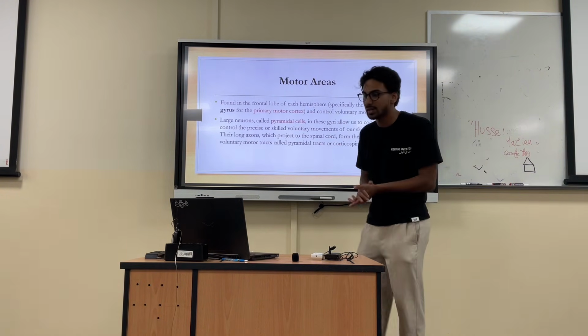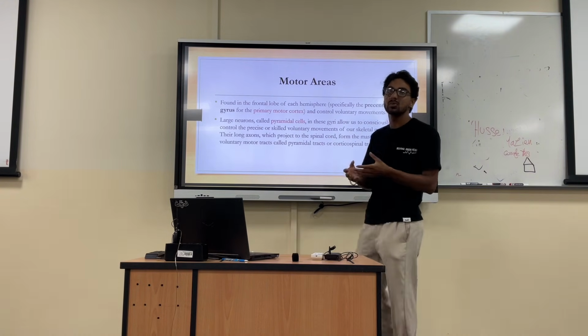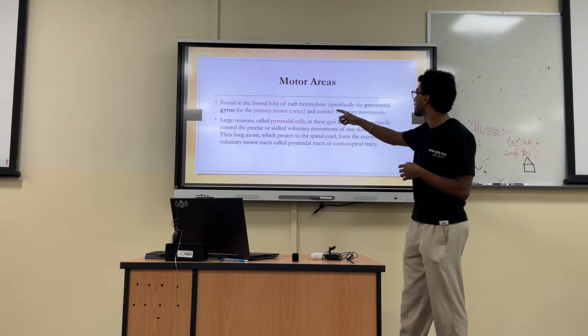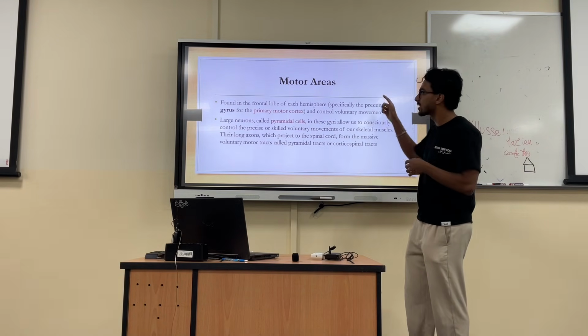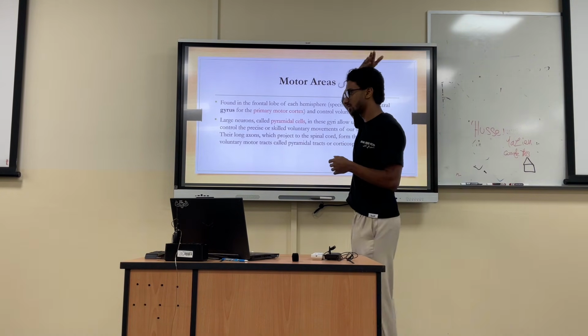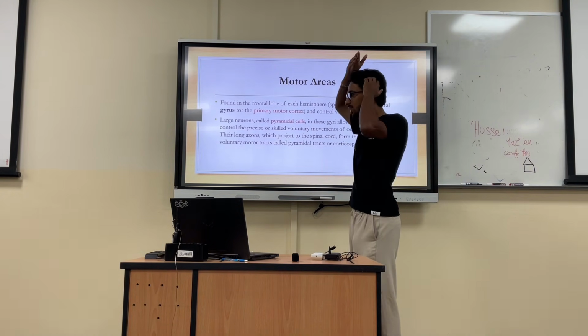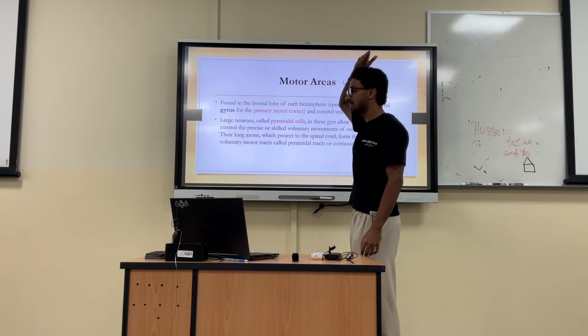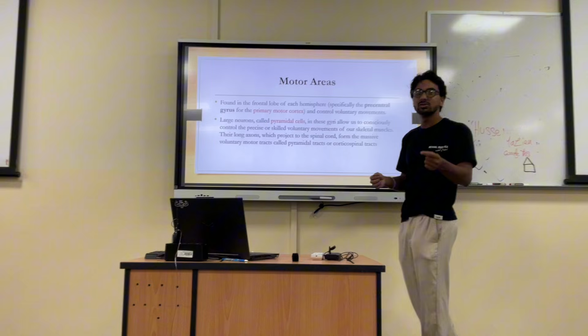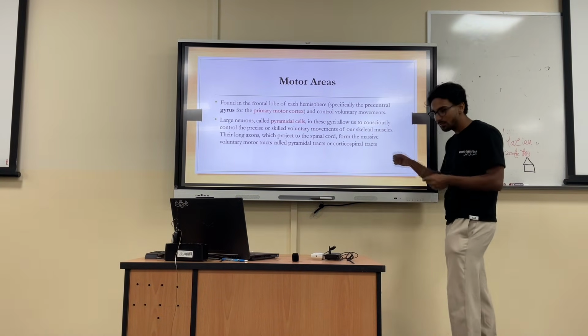Now, coming to the motor area, as I said, the motor area we associate with the frontal lobe. It is found in the frontal lobe of each hemisphere, specifically the precentral gyrus for the primary motor cortex. As we spoke, the central sulcus, in front of that we have a gyrus, which is the precentral gyrus, which has the primary motor cortex and controls the voluntary movements.